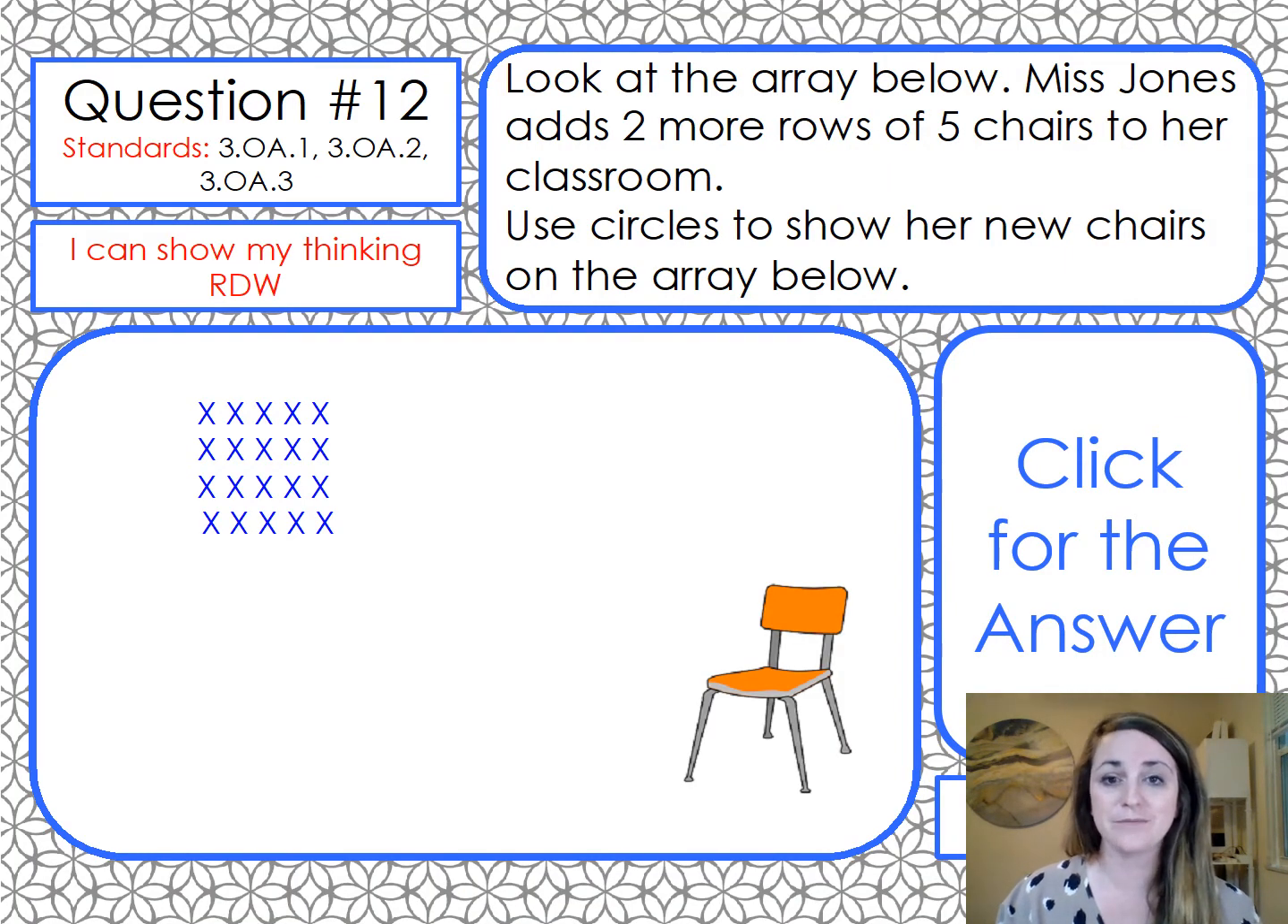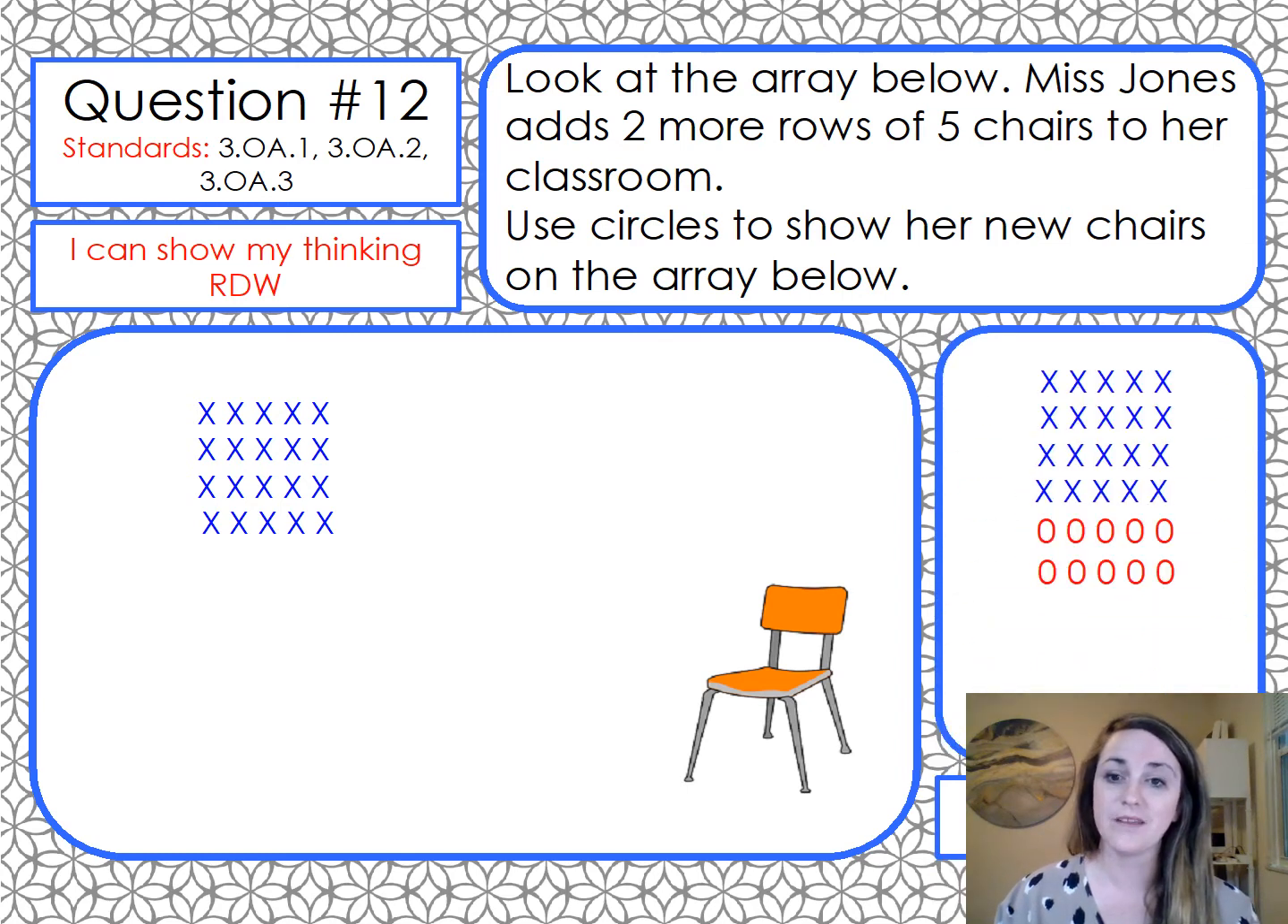Question 12. Look at the array below. This is the same array as our last question. Miss Jones adds 2 more rows of 5 chairs to her classroom. Let's use circles to show her new chairs on the array below. We started with our original array of 4 rows of 5. We added 2 more rows using circles.